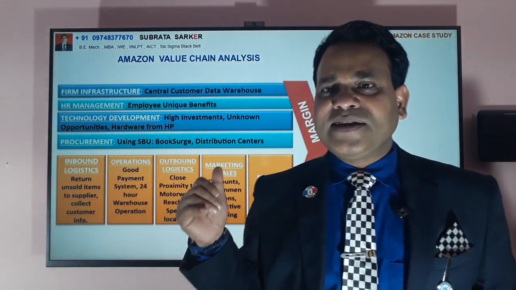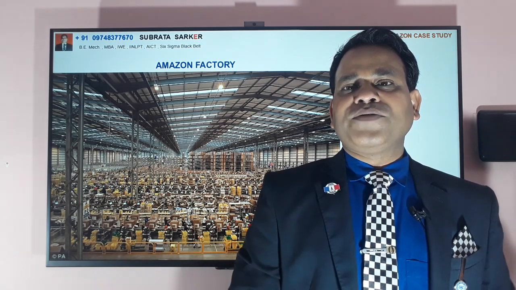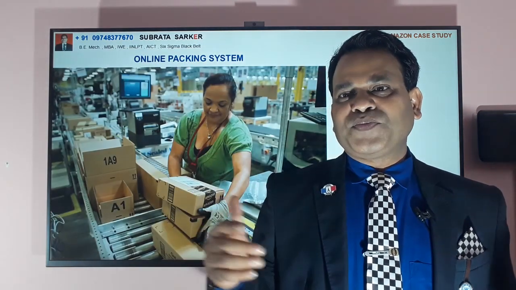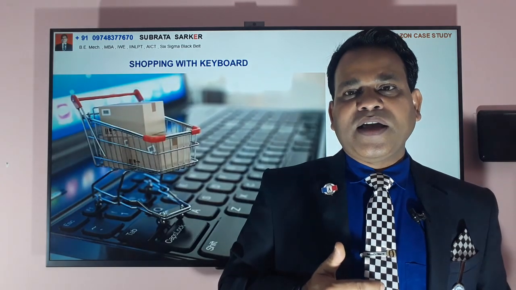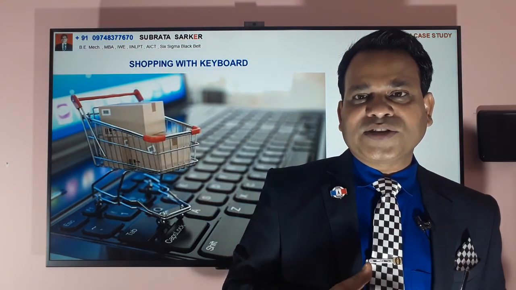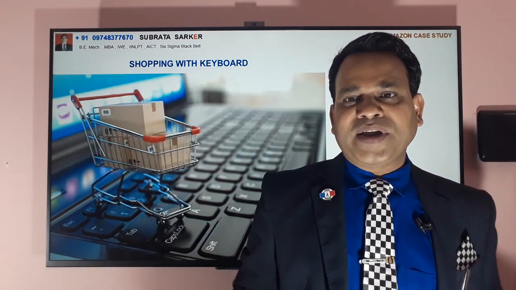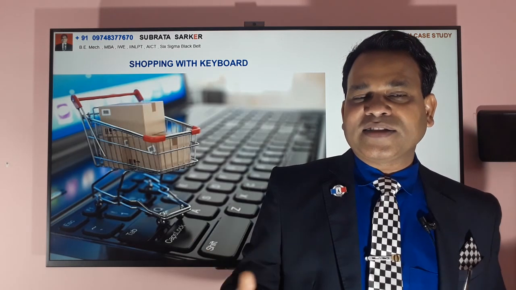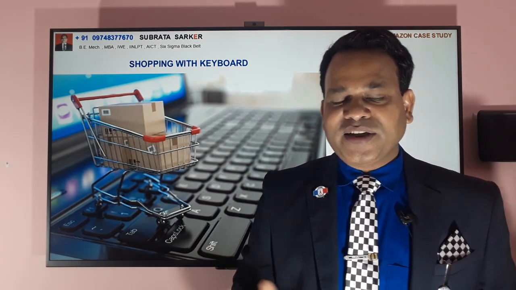You can see here in this picture how huge all the factories for their packaging and logistics are. They had to bring in the concept of how they can earn money: their customers are sitting at the keyboard, buying thousands and thousands of products. So they have taken online purchasing in a big way.